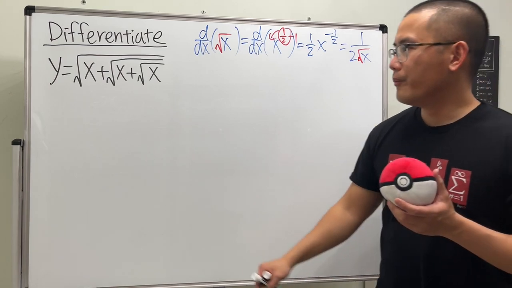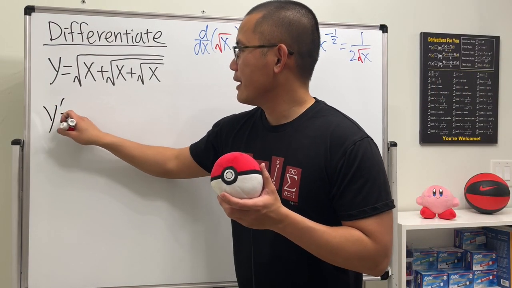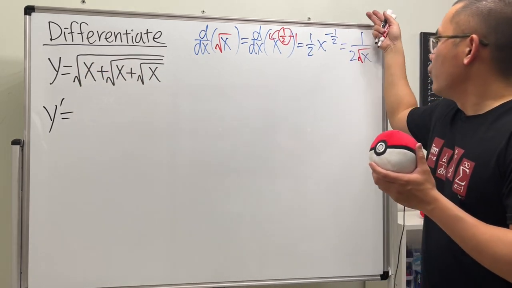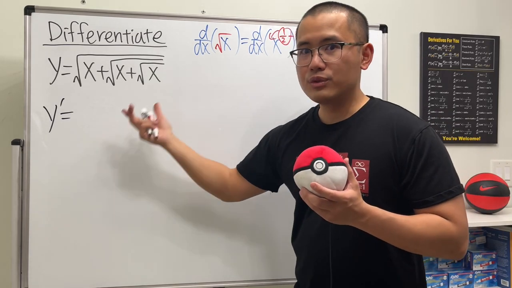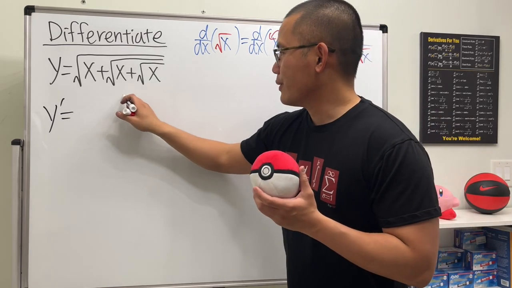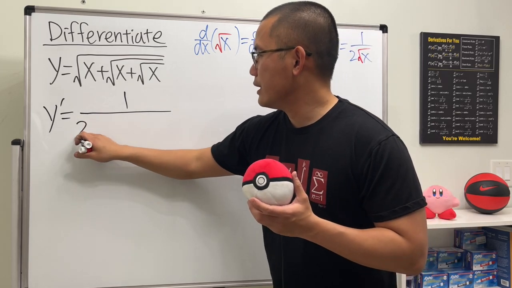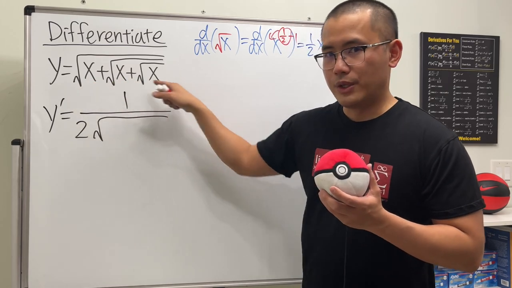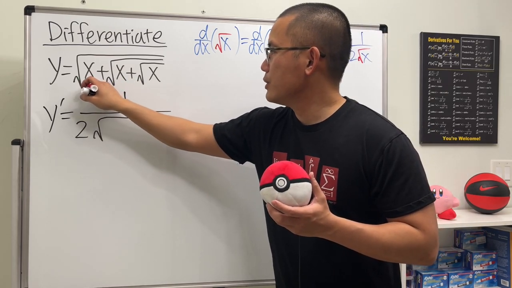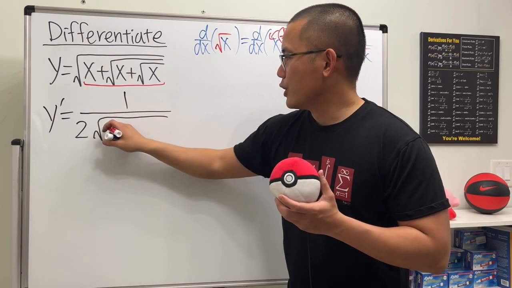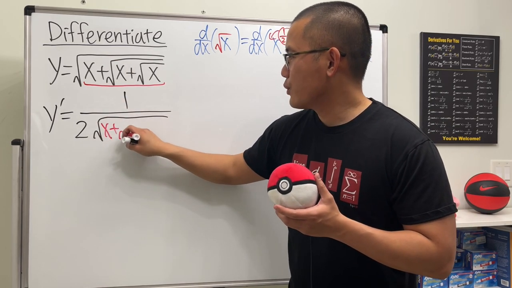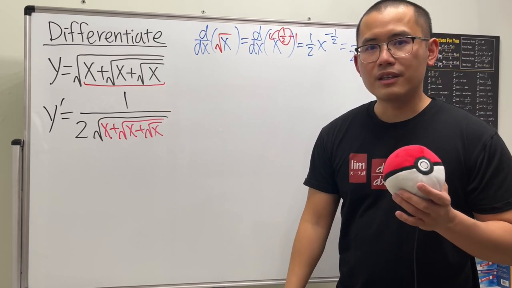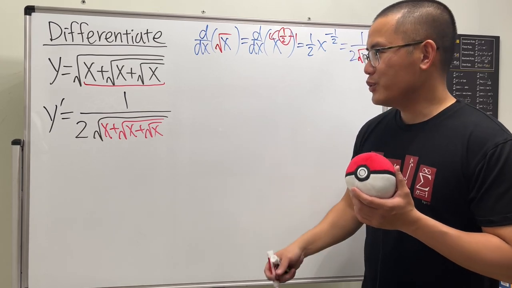Okay, here we go. y prime. We are going to differentiate this outside square root. So we will have 1 over 2 of square root of the inside. So 1 over 2 square root, right? And then these are the inside that we are talking about. So let me just perhaps put this in red. So I'm just going to write them down. x plus square root of x plus the square root of x. But we're not done yet. Here is the first chain rule we're going to use.